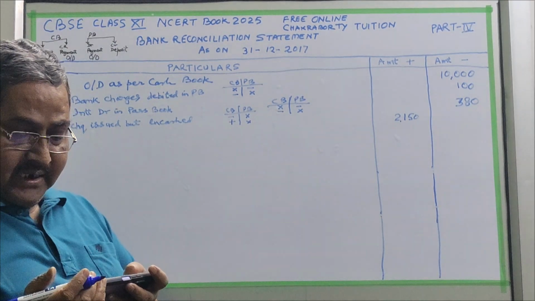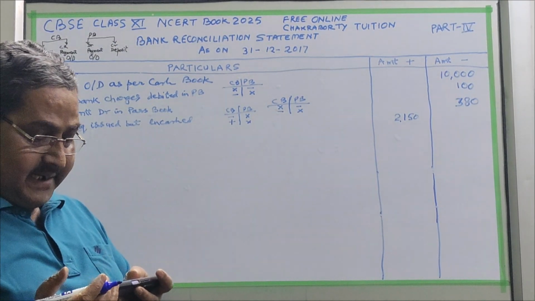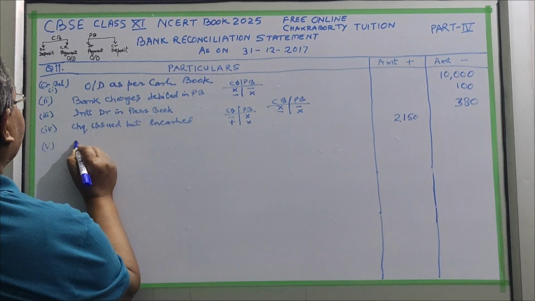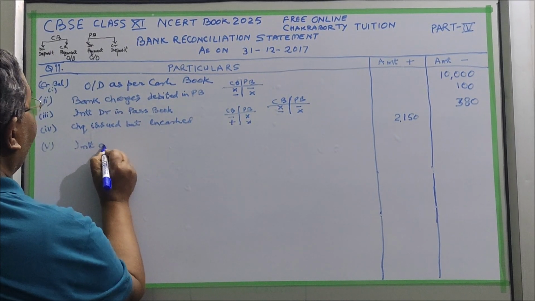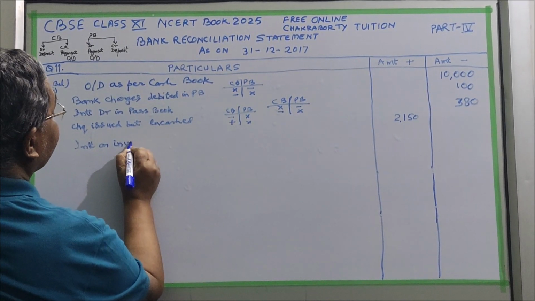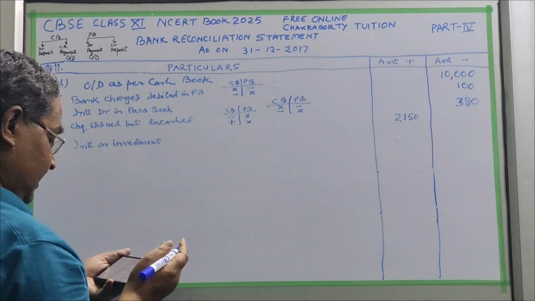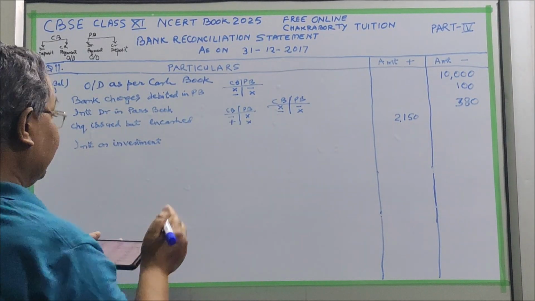Interest on investment collected by the bank and credited in passbook. Interest on investment collected by bank. So interest on investment credited in passbook.